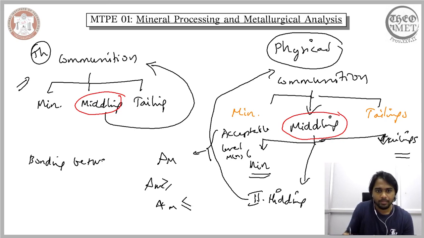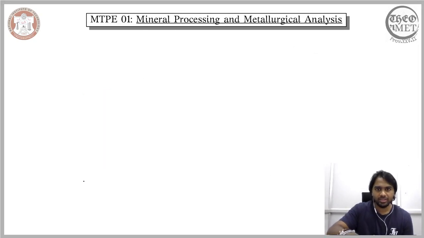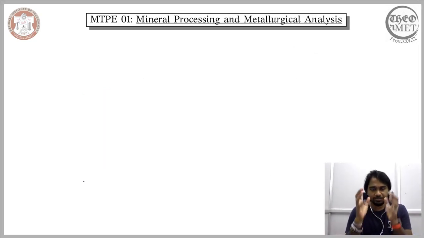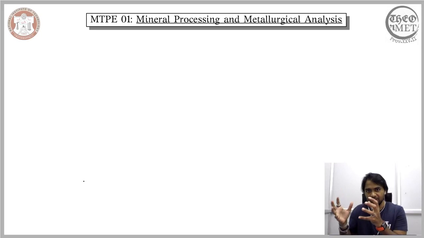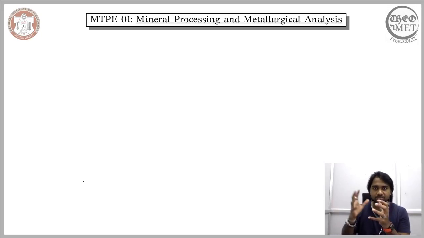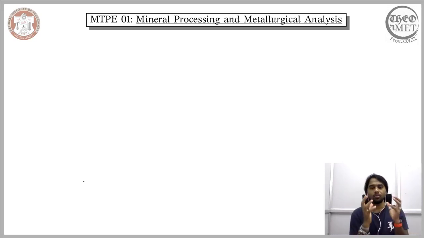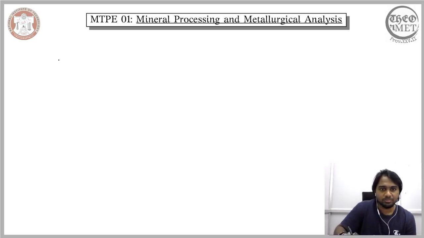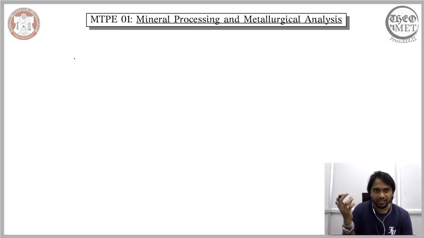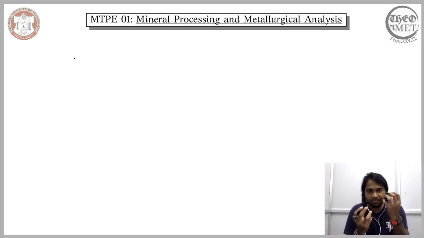Bonding between the mineral and gangue. So what we have essentially been doing so far is subjecting the middling to comminution in order to liberate the minerals. Depending on the amount of middling you get, you keep subjecting this middling to subsequent comminution, thereby reducing the amount of middling, increasing the amount of minerals, and increasing the degree of liberation. Now instead of doing that, we focus on the bonding strength between the minerals and gangue, and by studying this bonding strength, we will attempt to liberate the mineral from its gangue.